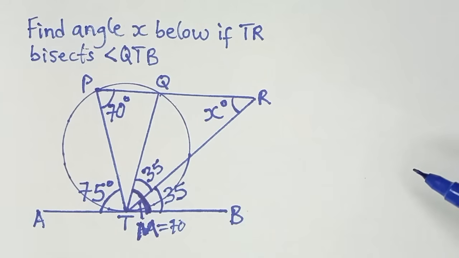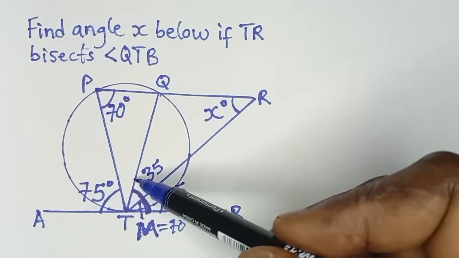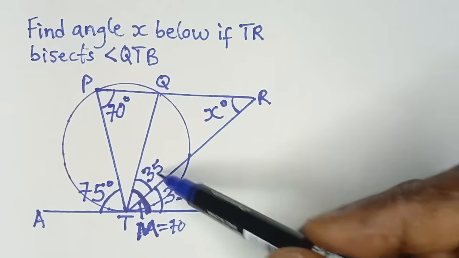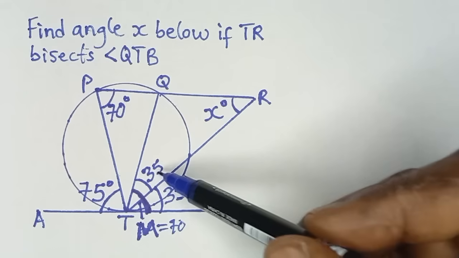Hope you are seeing that now. So this will also be 35 degrees, so that the whole of the angle is 70. Bisect means it divides it into two equal parts or two equal angles.